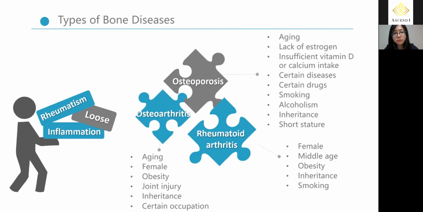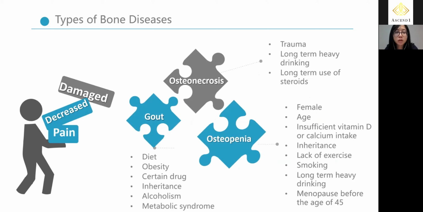So next we'll go through gout. What are the factors that can increase the risk of gout? If a person has a family history of gout, or he or she has kidney problems and drinks a lot of alcohol, he or she might develop gout as well. It's more prone to develop gout.